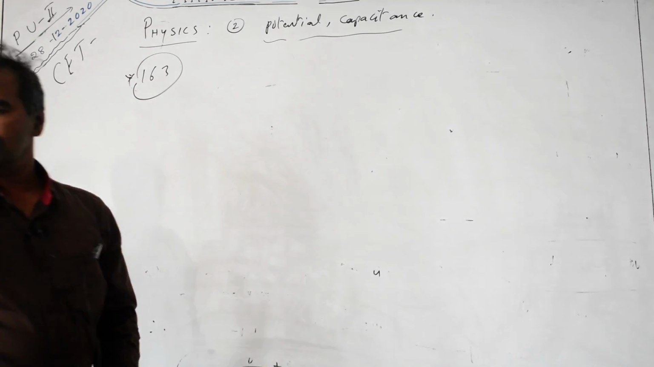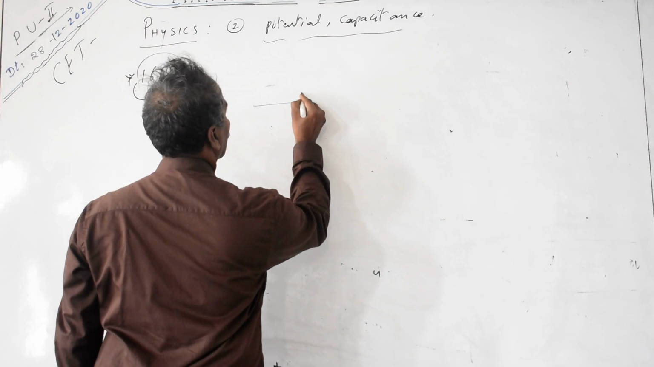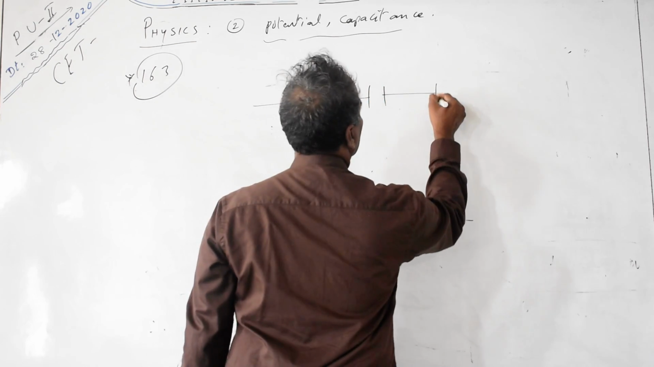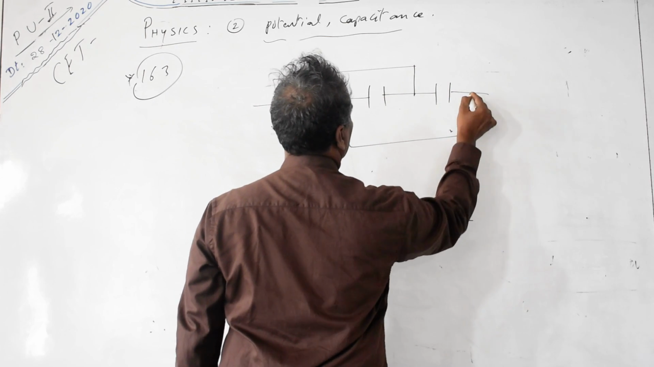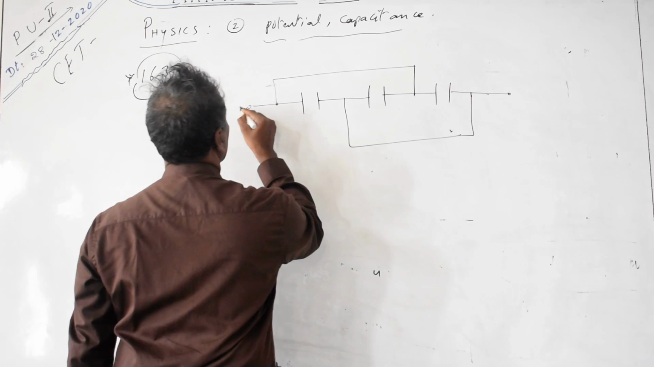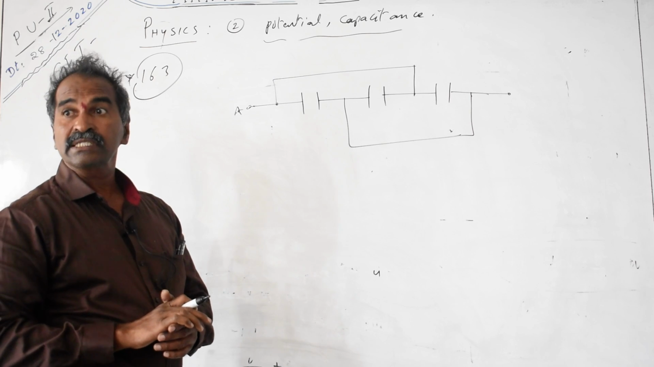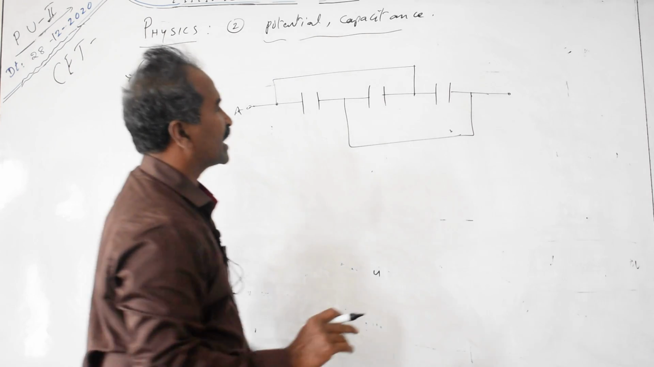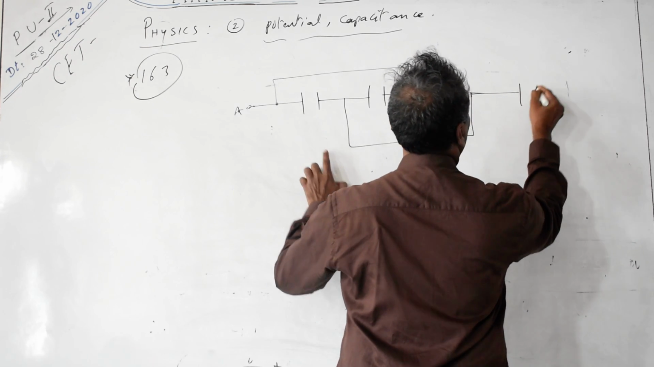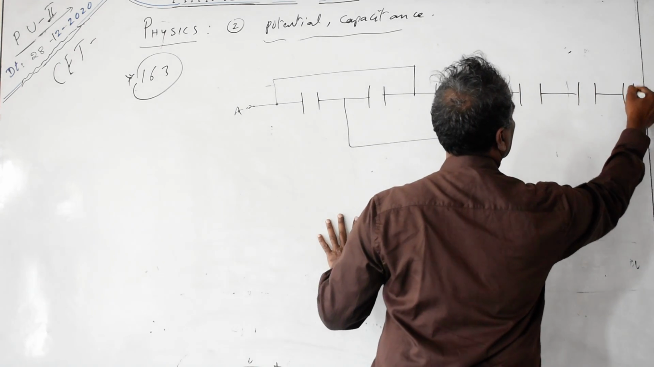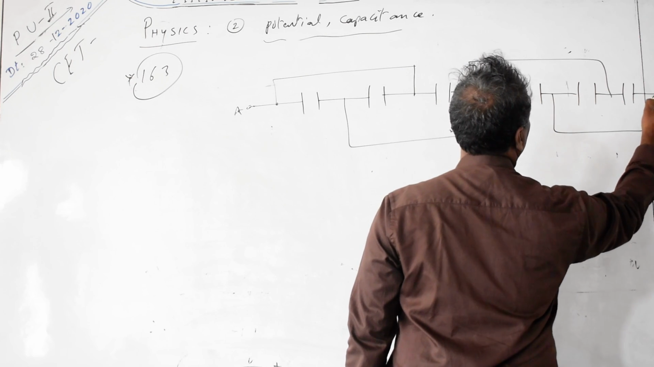You are given a capacitor combination. We have already discussed half of it: three capacitors joined like this. All three are parallel to each other, and the result is 3C. But in this question, one more set is connected in the same arrangement, again three capacitors, connected from here to here and from here to these terminals.